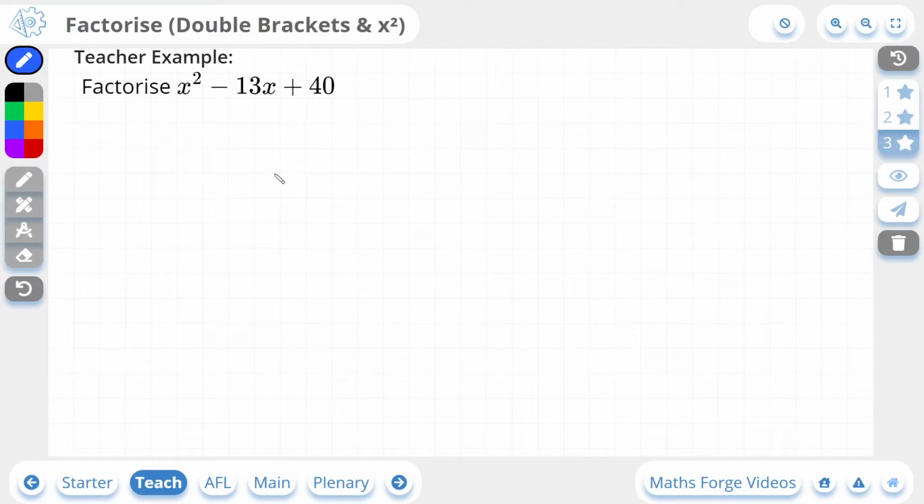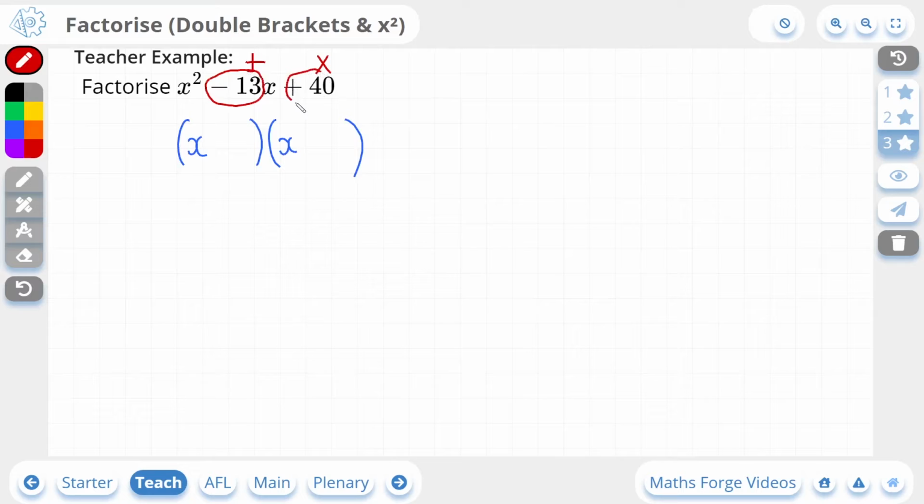Now let's do a 3-star example. Again, we're facing a quadratic trinomial that we have to factorize. So we're going to do 2 brackets. And since this is a basic x squared quadratic, we're just going to put an x and an x to the left of each bracket. And now I have to think of 2 numbers that multiply to give us 40, positive 40, and add to give us negative 13. So this is a bit more tricky.